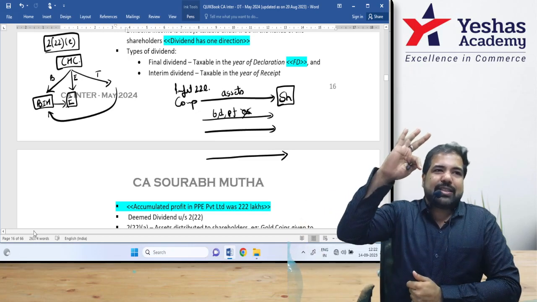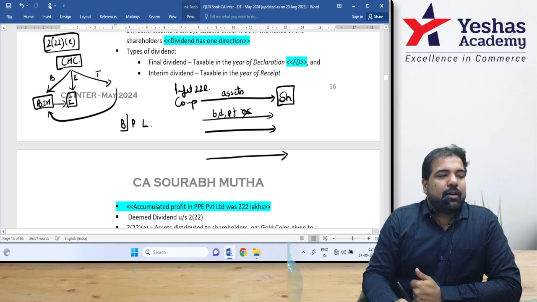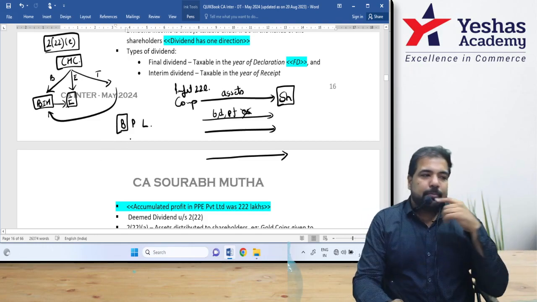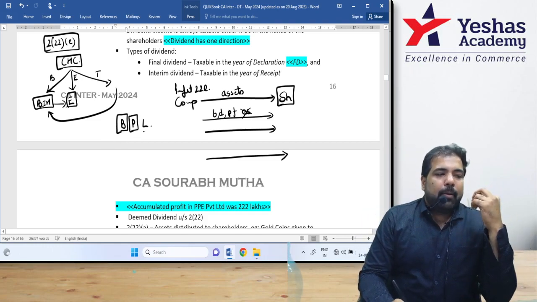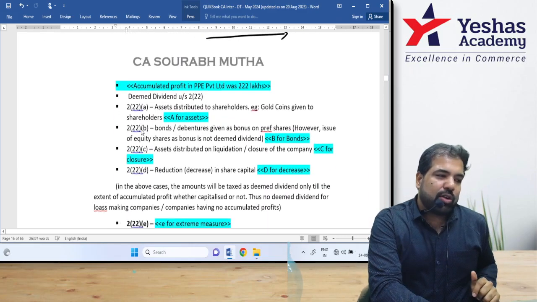So only in three cases, guys, it will not be considered as deemed dividend. BPL. If you're taking a business advance. Remember, a business advance is not a loan because it is used for what purpose? If the company is a lending or banking company, guys, that is not deemed dividend. That is the concept of dividend.